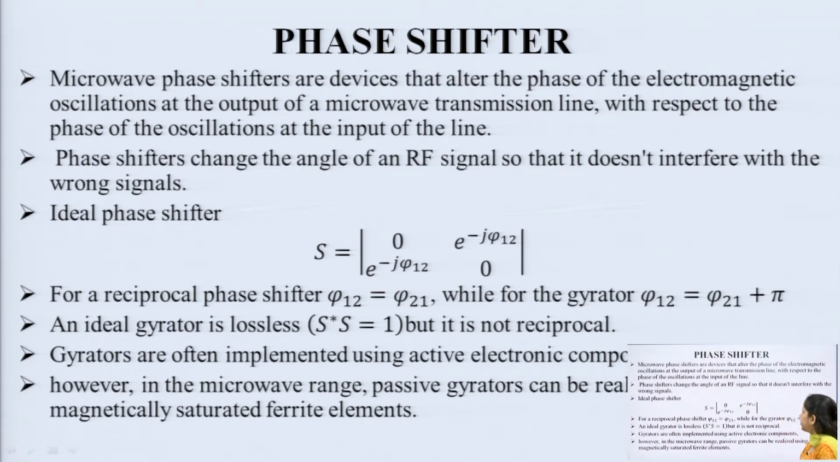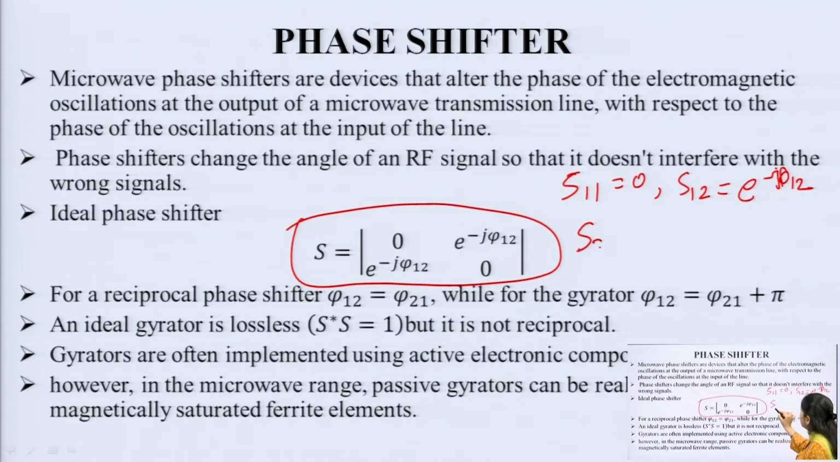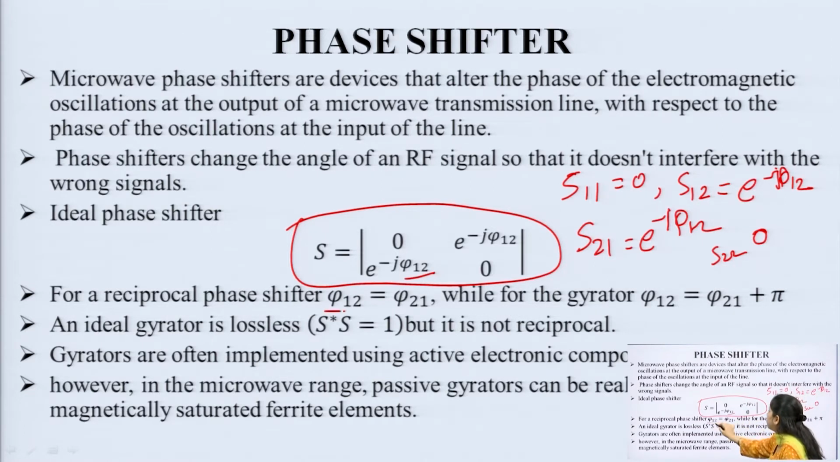In this case the ideal phase shifter has an S matrix equal to this one. This is a 2 port. In this S11 should be equal to 0, S12 is equal to e to the power minus j phi 12, S21 should be equal to e to the power minus j phi 21, and S22 should be equal to 0. And when we talk about the reciprocal phase shifter, in that case phi 12 is equal to phi 21.